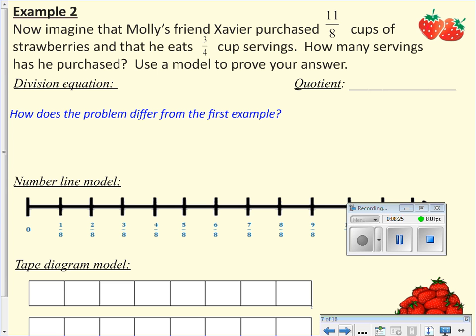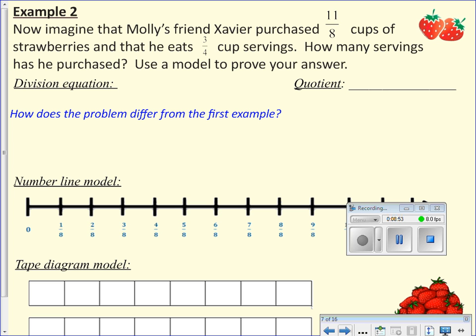Xavier was like, those look like some good strawberries. I want some too. He also has 11/8 of a cup. But Xavier wants to freeze more than 2/8. He wants to freeze 3/4 of a cup at a time. So he has his 11/8, 3/4, 3/4, 3/4, 3/4. So how many 3/4 servings can he get out of 11/8?